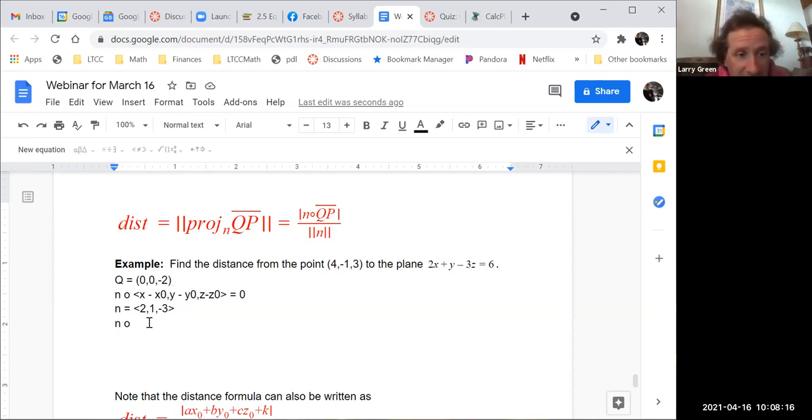Okay, so in particular, we're going to take N. Actually, let's write N: 2, 1, negative 3. And then we're going to dot it with the displacement vector, QP. So it's going to be 4 minus 0 is 4, comma, negative 1 minus 0 is negative 1, comma, 3 minus negative 2 is 5. And what do you get?